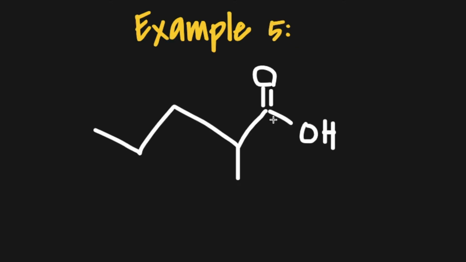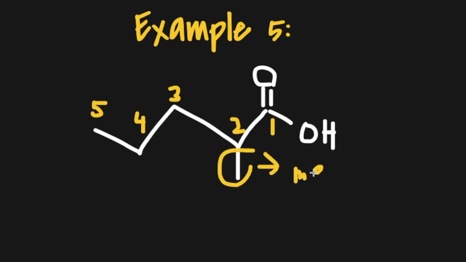Moving on to example 5, we'll be following along with the same process, counting from right to left, starting with the carbonyl and the hydroxyl group. There's 5 carbons in the parent chain, and that indicates that it'll be pentanoic acid. Next, we have to name the substituents. There's a methyl group hanging off of the second carbon. Pause the video and try to name it yourself before I reveal the answer.